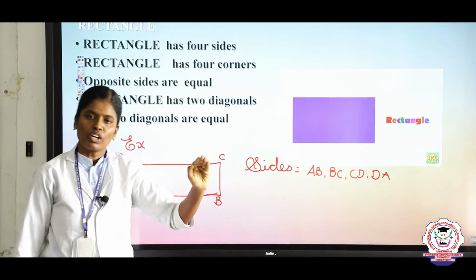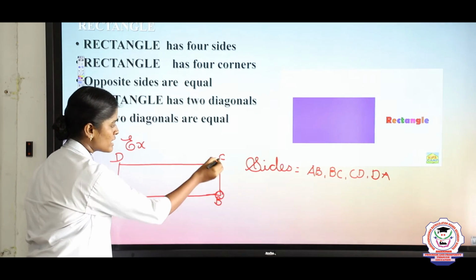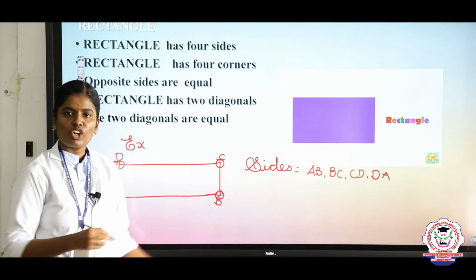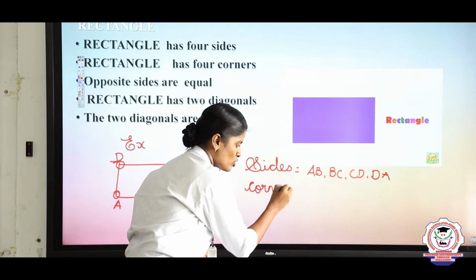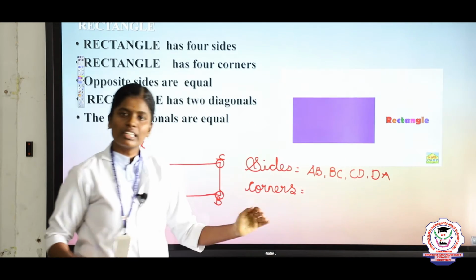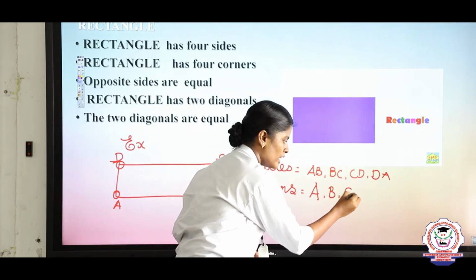Next we will take the corners. Here the corners are A, B, C, D. Corners are also known as the vertices. So write A, B, C, D.